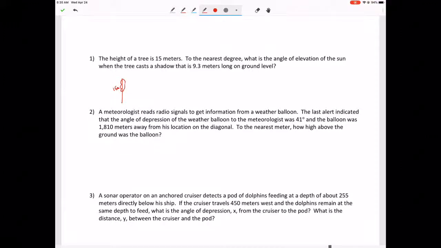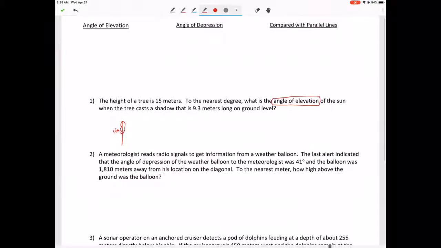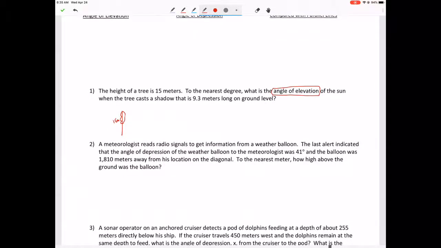It says, to the nearest degree, what is the angle of elevation of the sun? Angle of elevation, we'll need to talk about that at the top, and there's also angle of depression. The angle of elevation of the sun when it casts a shadow that is 9.3 meters long. So here we'll draw our shadow. It's all filled in because it's a shadow. This would be 9.3. And it has the sun over here somewhere. It's a circle, not a cloud. And we want to find the angle of elevation.